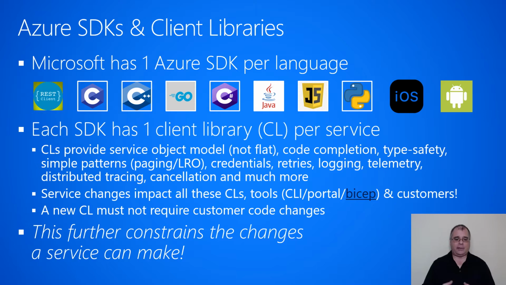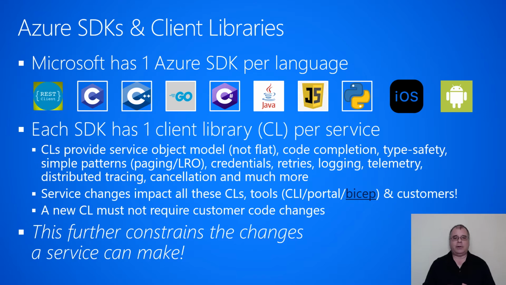Each SDK has one client library per service. So there would be a client library for storage, and a client library for Key Vault, and a client library for speech recognition, and so on. Those are the terms that we use. There's one SDK per language, and each SDK has multiple client libraries, one per service.